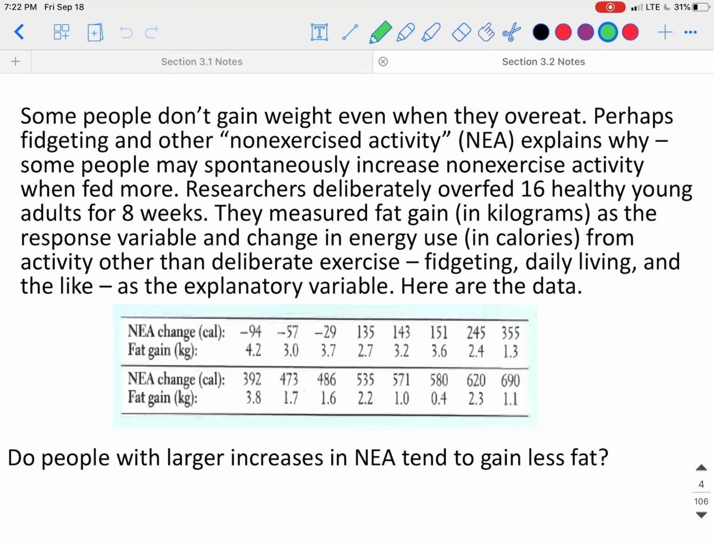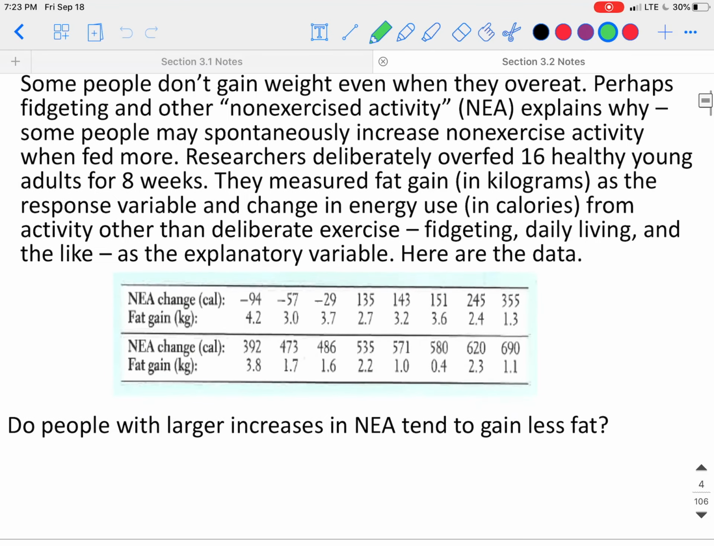Researchers deliberately overfed 16 healthy young adults for 8 weeks. They measured fat gain in kilograms as the response variable and change in energy use in calories from activities other than deliberate exercise, such as fidgeting, daily living, and anything like that, as the explanatory variable. Here are the data. So do people with larger increases in non-exercise activities tend to gain less fat?